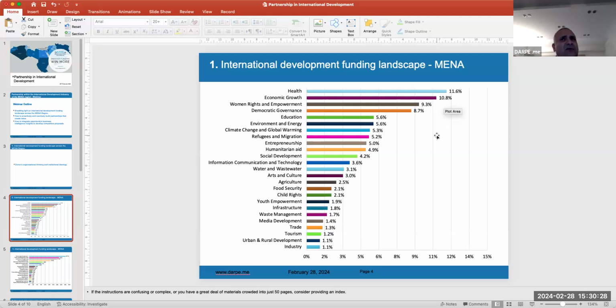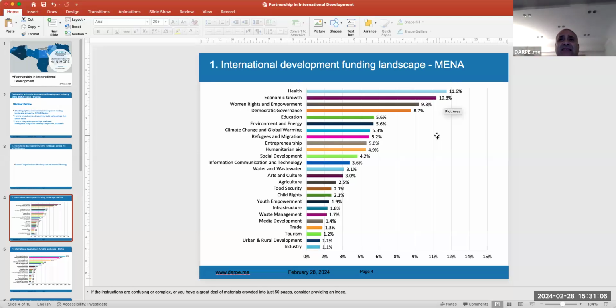This could help a lot of people working in development planning at ministerial level to understand where the money should be allocated. For instance, I can say from this graph that there is little going into productive sectors of economic growth like industry, tourism, and infrastructure compared to democratic governance, women's rights and empowerment, and education. I can even say that there is a need for more into education.